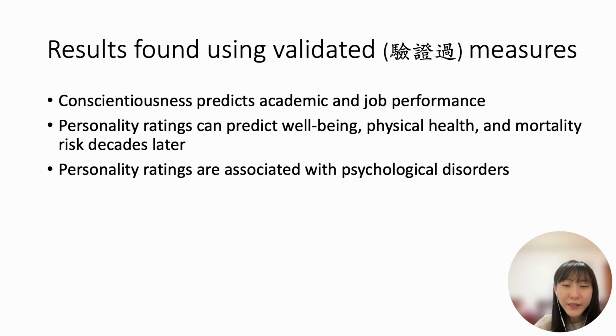Although personality can change across time, here are some results found using validated personality measures. First, conscientiousness may predict academic and job performance across time. And personality ratings can predict well-being, physical health, and also mortality risks later. And finally, personality ratings are associated with psychological disorders.